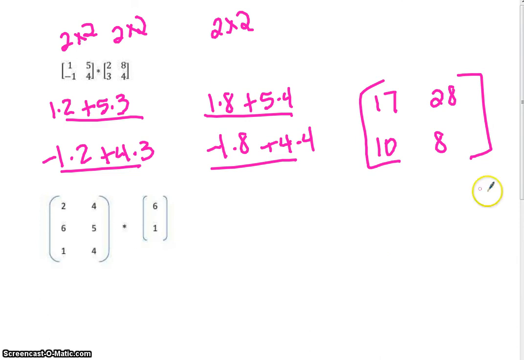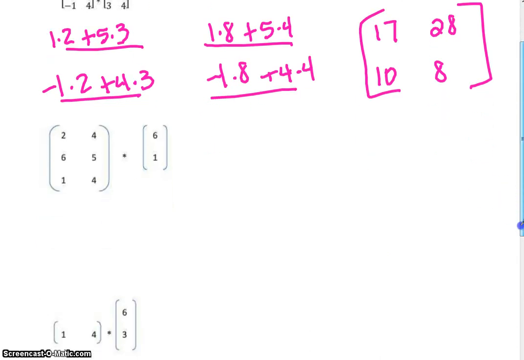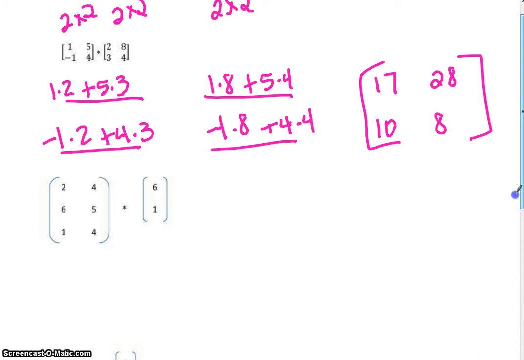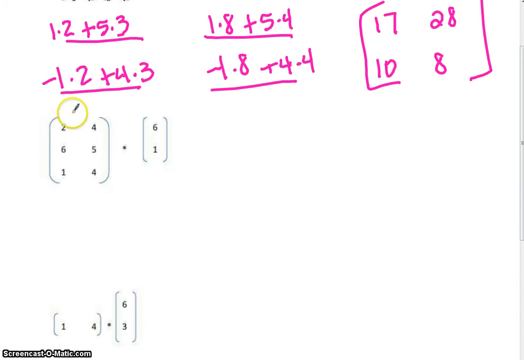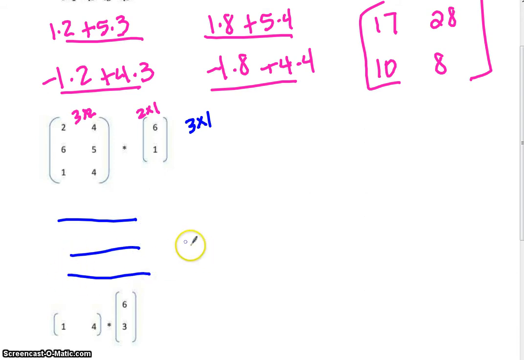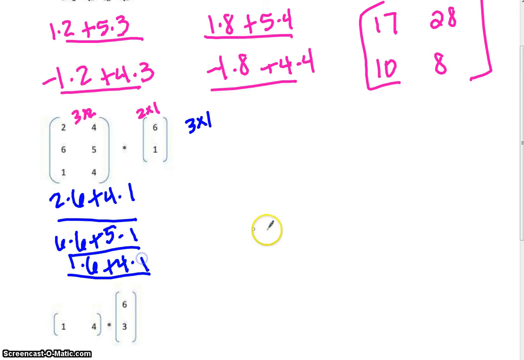So for this next one, we have a 3 by 2. We have a 2 by 1. Yes, you can do this one. It's going to be a 3 by 1. 3 rows, 1 column. 2 times 6 plus 4 times 1. 6 times 6 plus 5 times 1. 1 times 6 plus 4 times 1.